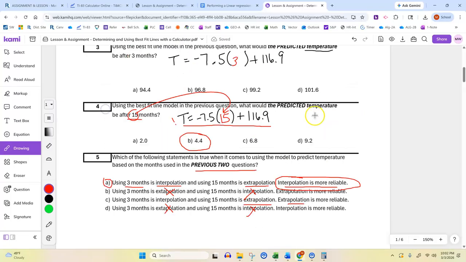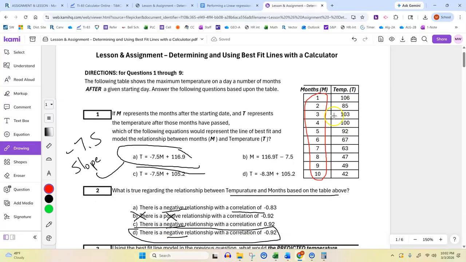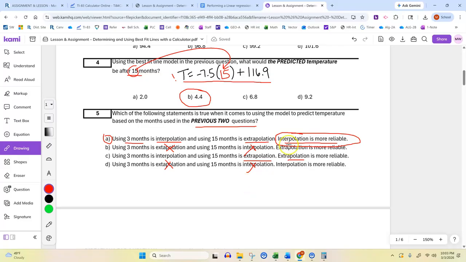And again, as a quick reminder, it's more reliable because we have actual data for these 10 months, and so making a prediction during that time, at least it's based upon data that we have. When we start going beyond it, we don't have any data. We're just assuming that the pattern would continue that we've been able to identify in our model. So that's why interpolation is always going to be more reliable.